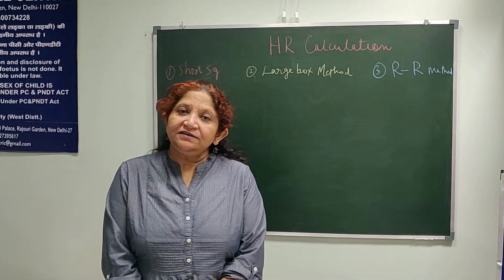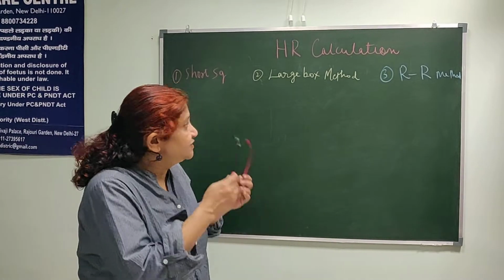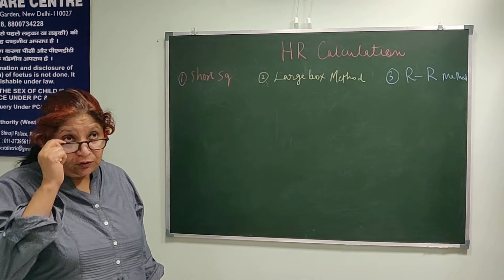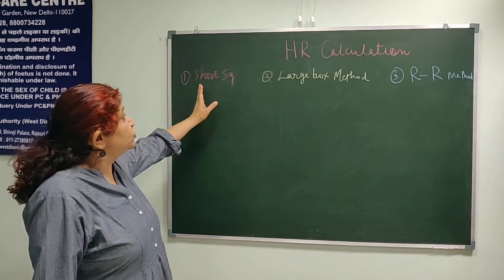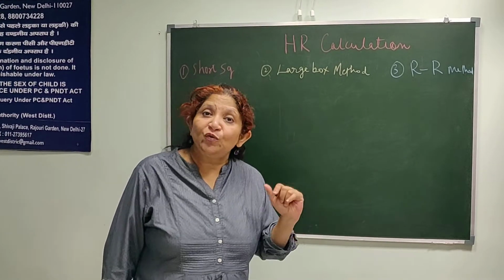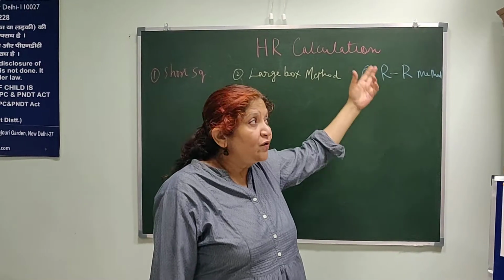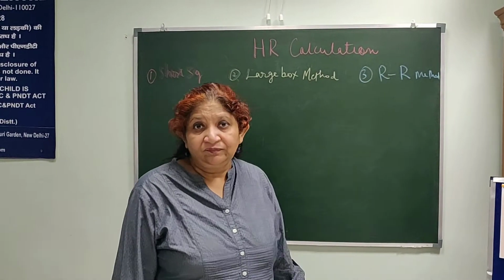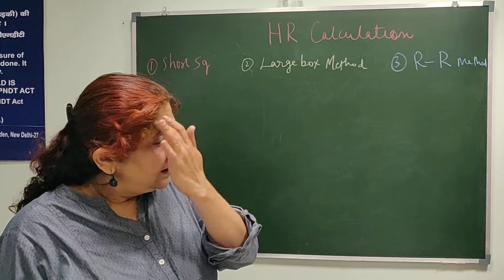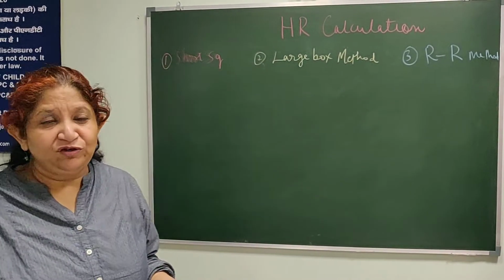Today we are going to discuss heart rate calculation from the electrocardiogram. Alright? So, there are three methods to calculate heart rate. One is the short square method. Another is the large box method or large square method. And third is calculating the number of QRS complexes, or the RR method, which means calculating the total R waves on the rhythm strip of the ECG. Each method has its own advantage and a minor disadvantage, I would say.